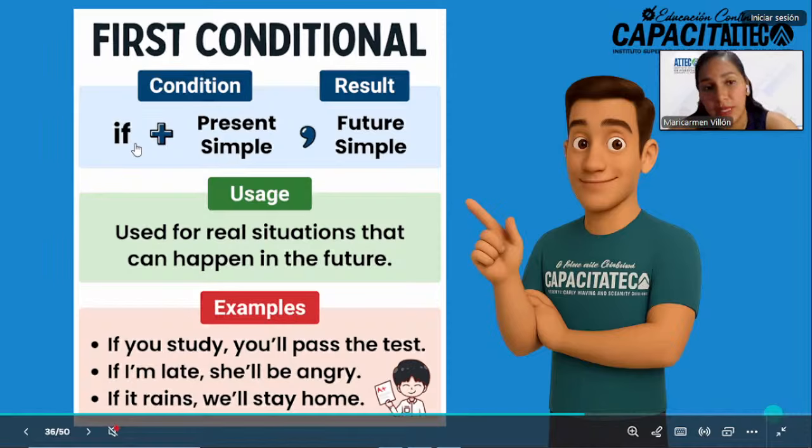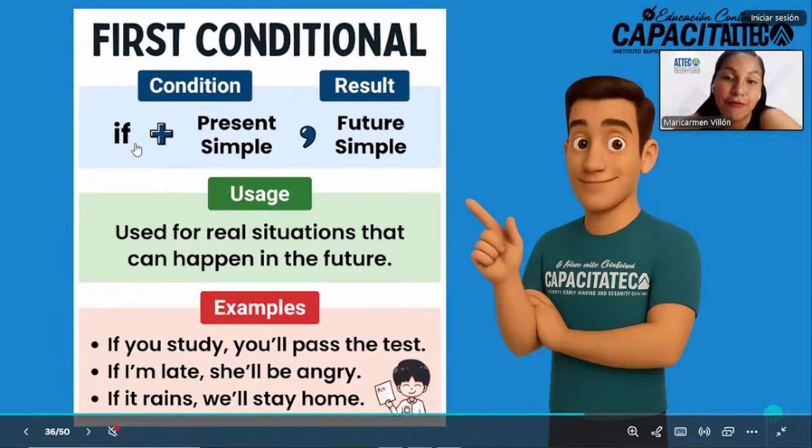Ahora, la condición, ese if, va a ir en conjunto con el present simple. Entonces, y el resultado, fíjense que vamos a estar usando bastante el will. ¿Por qué? Porque esto es un resultado en future simple. Usage, ahí dice el uso. Use for real situations that can happen in the future. Esto se utiliza para situaciones reales que pueden pasar en el futuro. Entonces, lo usamos para hablar de situaciones reales y posibles en el futuro.